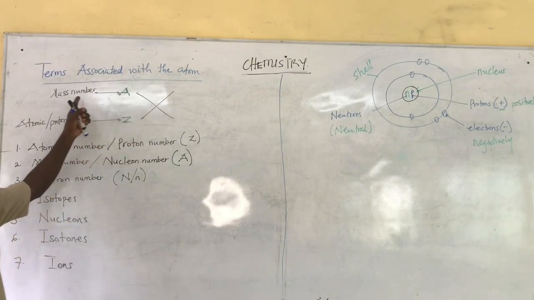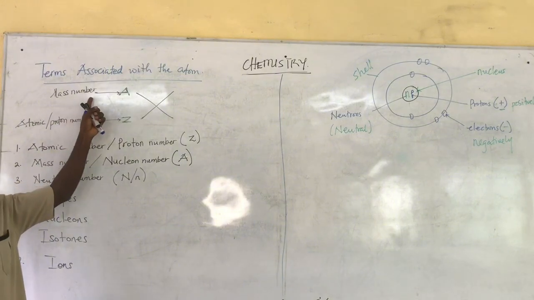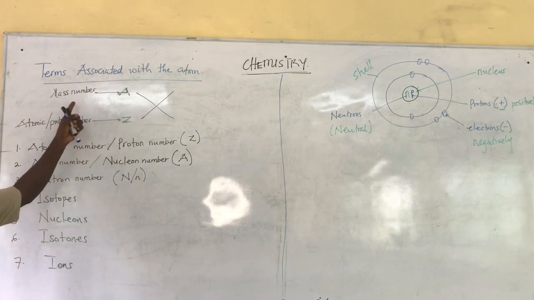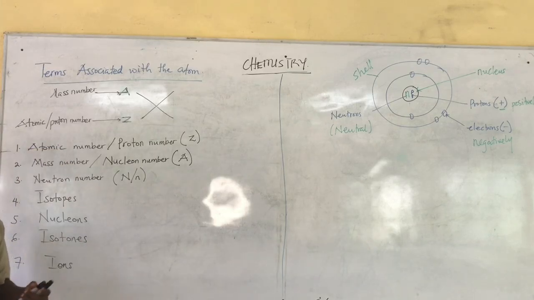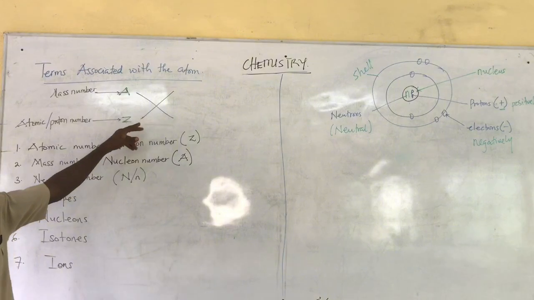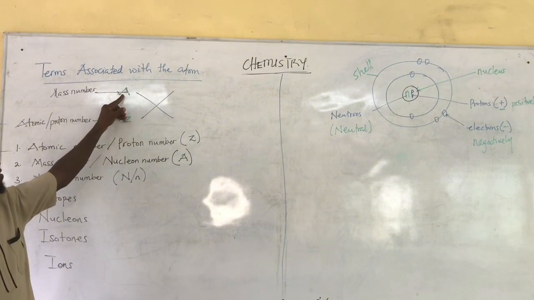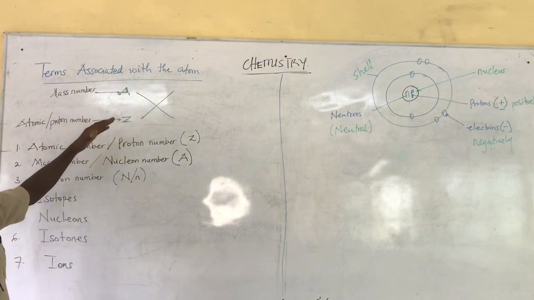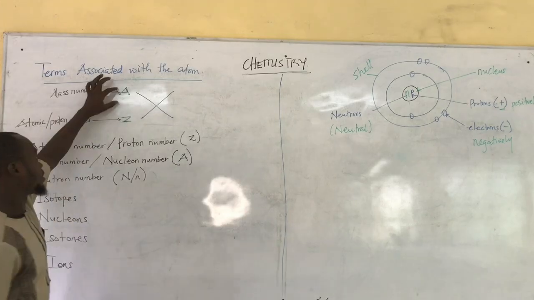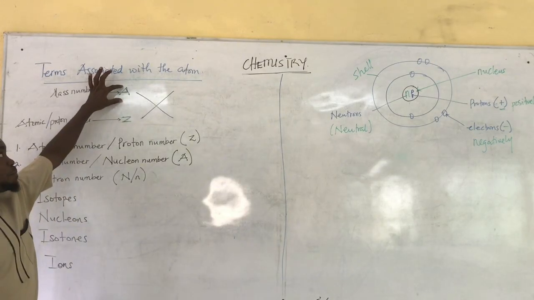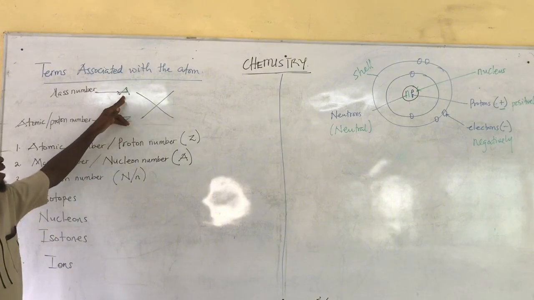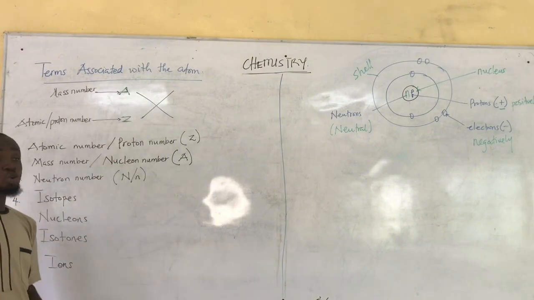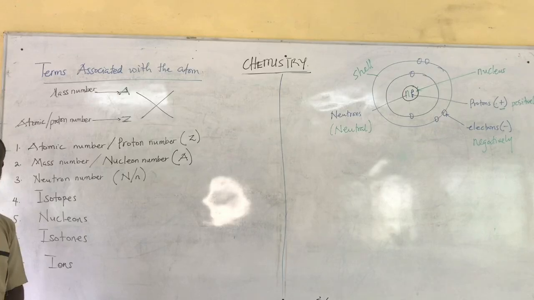The A here represents the mass number of the element, and the Z represents the atomic or the proton number of the element. That is the structure of an element. It has the mass number written on my left side, that is the upper side, and on the lower side we have the Z. The A is for the mass number, and the Z is for the proton or the atomic number.